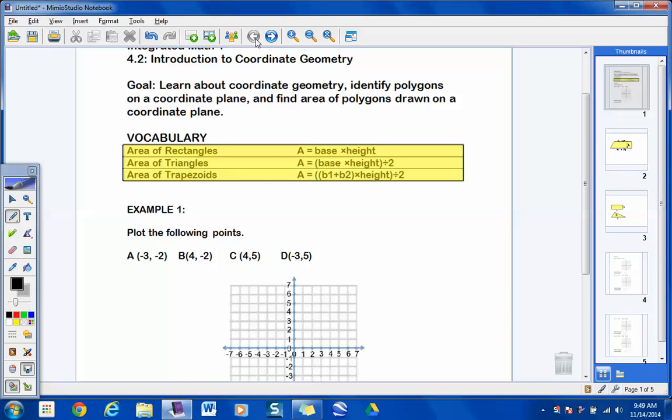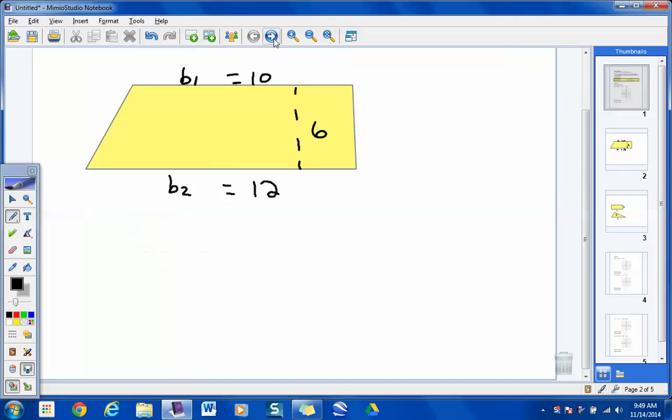Then take that answer times my what? Height, and then the final part is to divide by 2. So let's just calculate this real quickly. What would base 1 and base 2 add up to in this situation? So we're going to go 22 times what then, gang? Whatever that answer is, you want me to tell you? Well, it's 132. Very good.